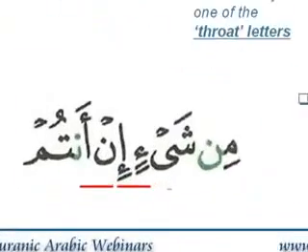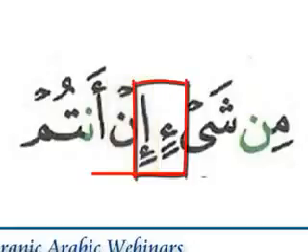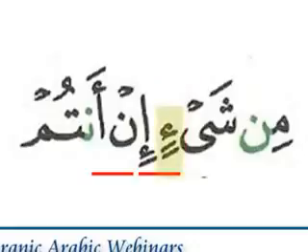Let's look at a small example. So here we have min, shay'in, in, antum, and we're going to concentrate on the underlined ones, the red underlines. So we have shay'in is one word, and it has the hamza with kasratain, and in the next word, which is in, the next word starts with hamza, so we have tanween followed by hamza. So we're going to pronounce the kasratain clearly, so that would simply be shay'in as we normally would pronounce it.